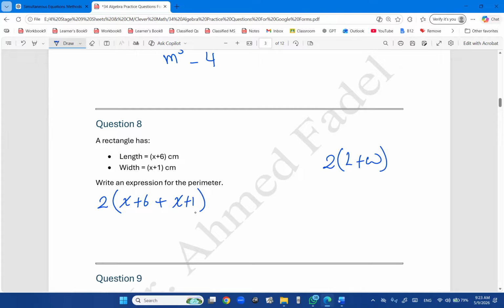All right. Here, it is still 2. Finish what's inside the brackets first. 2x plus 7, collecting like terms. Expanding the brackets gives you 4x plus 14. You want to leave it factorized, fine. You want to expand it, also fine. Both are correct.